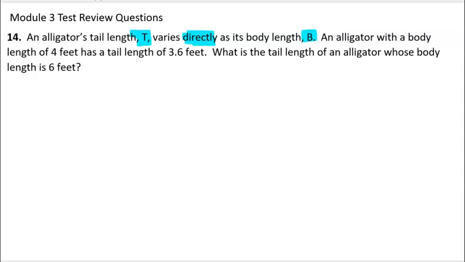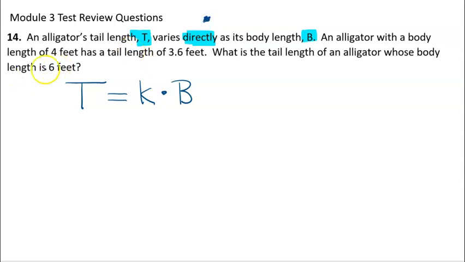Alright, so tail length T, when it says varies, that means you need a K. If it says varies directly, it means you need to multiply. If it says varies inversely, it means you need to divide. This says varies directly, so I multiply by B. That's step one. Just write it out. Again, directly means multiply, inversely means divide.